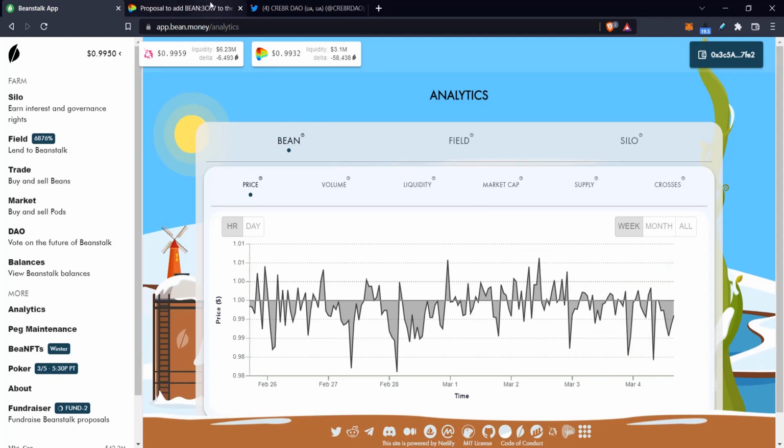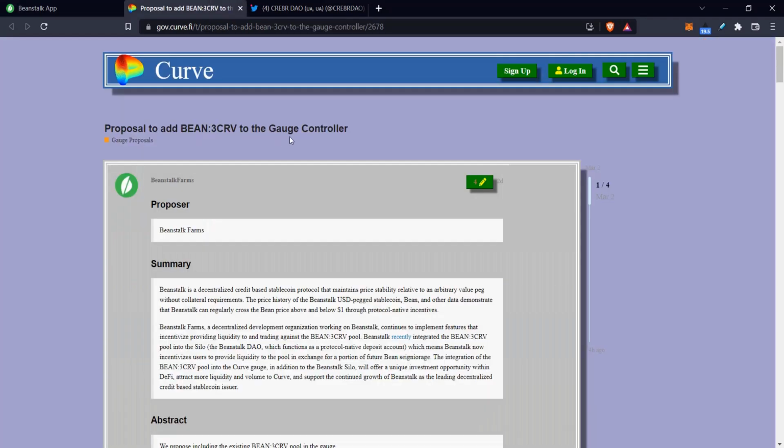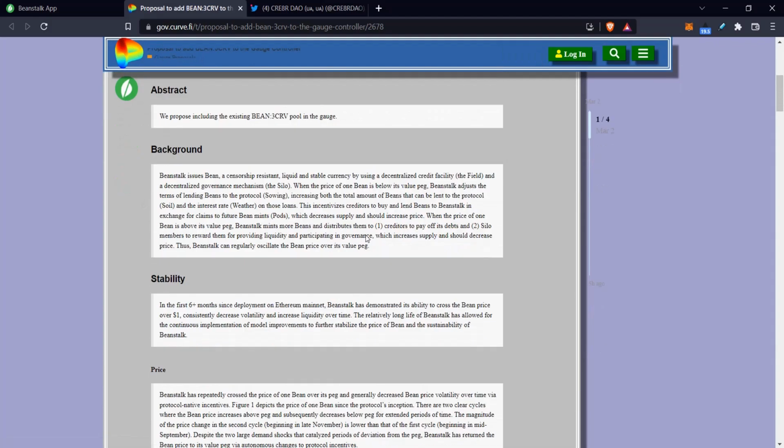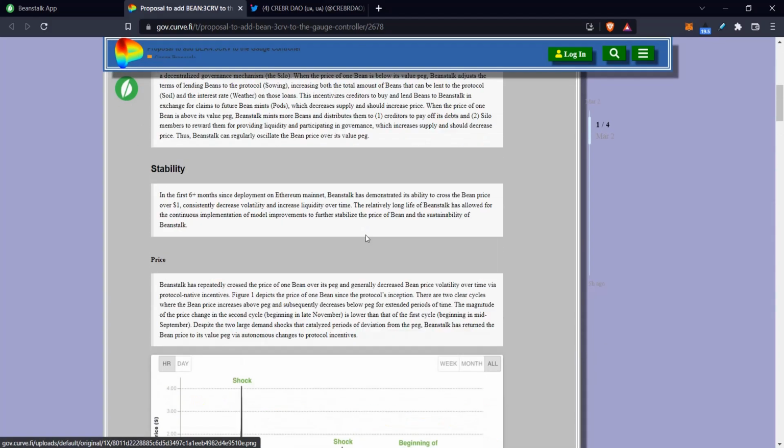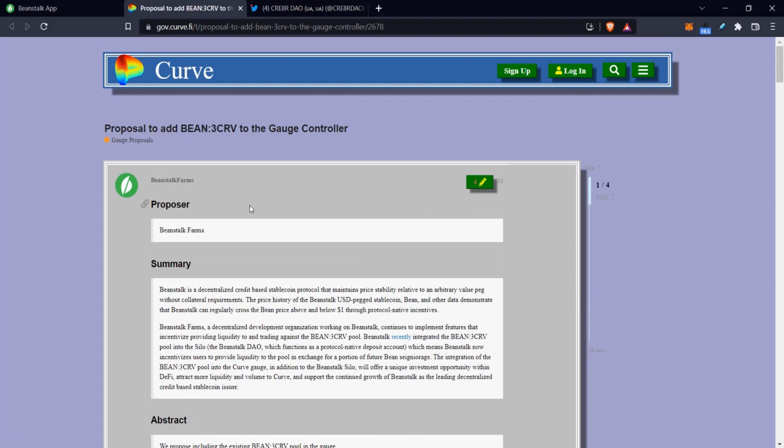So there's a proposal for the gauge for adding Curve gauge CRV rewards to the Bean 3 CRV pool. You can read through this, but this is basically what I'm going to talk about today, and the benefits of this idea on a bigger, grander scale with a flow chart. So let's swing over to the flow chart and I will talk to you about it.